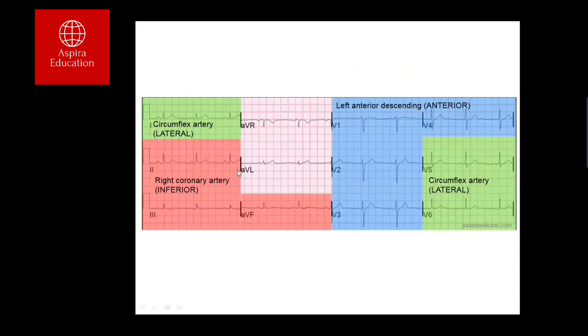With a similar principle, if there is ST elevation in V1, V2, V3, V4, we call it an anterior wall MI, and the culprit vessel is the left anterior descending. If there is ST elevation in lead 1, V5, V6, and aVL as well, we call it lateral wall MI, and the culprit artery here is the left circumflex artery, which is a branch of the left coronary artery.